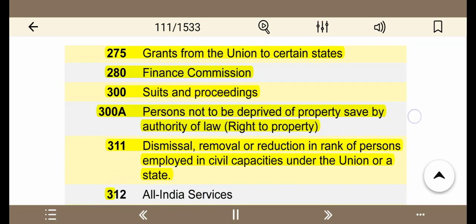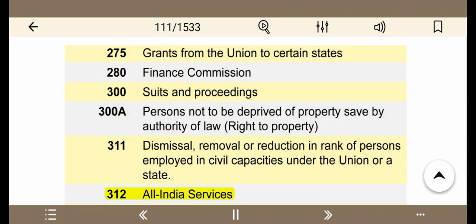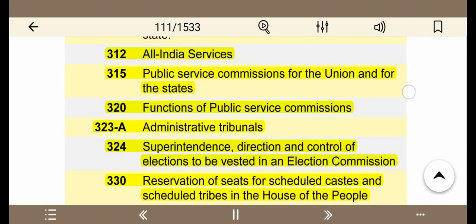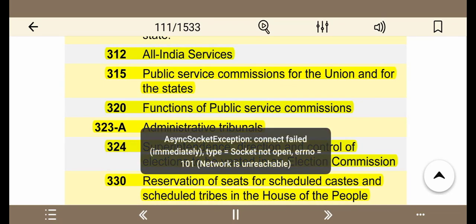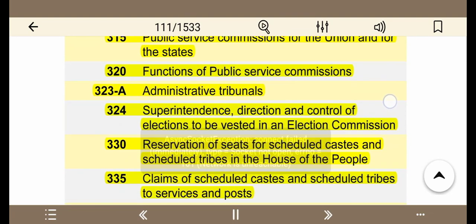275, Grants from the Union to certain states. 280, Finance Commission. 300, Suits and proceedings. 300A, Persons not to be deprived of property save by authority of law, Right to property. 311, Dismissal, removal or reduction in rank of persons employed in civil capacities under the Union or a state. 312, All India Services. 315, Public Service Commissions for the Union and for the states. 320, Functions of Public Service Commissions.